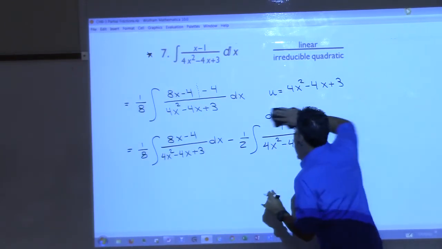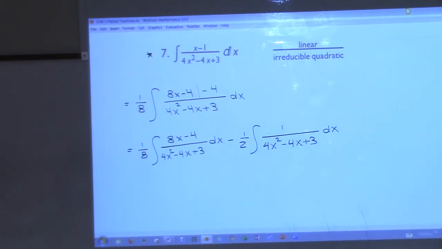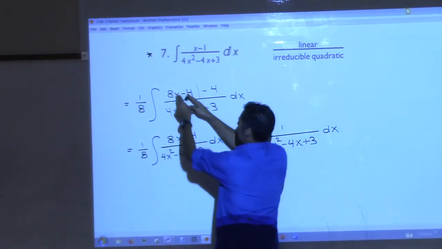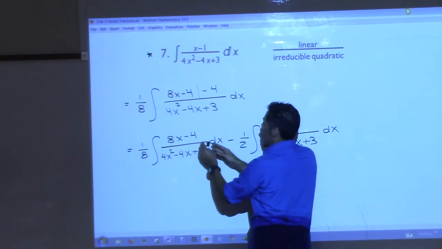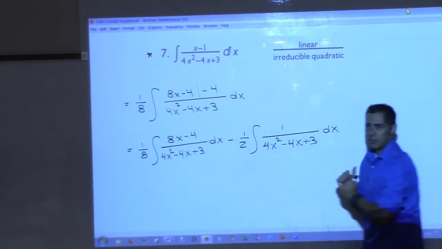This would be a good time for you to ask any questions about what I've just done. Do y'all see the split? This over this with the 1/8 out front, this over this with the 1/8 out front, and then I pulled the -4 out. Yes?